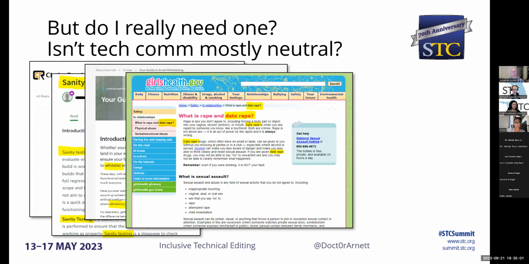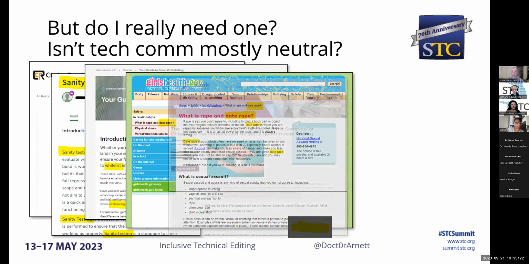Such a thing as a federal government. Girlshealth.gov. Date rape. Well, it's not really called date rape anymore. This is acquaintance rape or something of the sort. Just calling it date rape seems a little dodgy, but it's the language that is used in vernacular language, so the government still uses it, but it's a little dodgy.